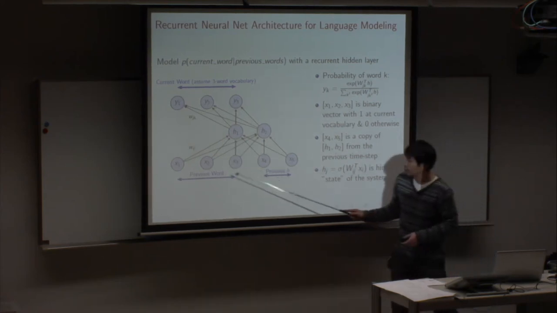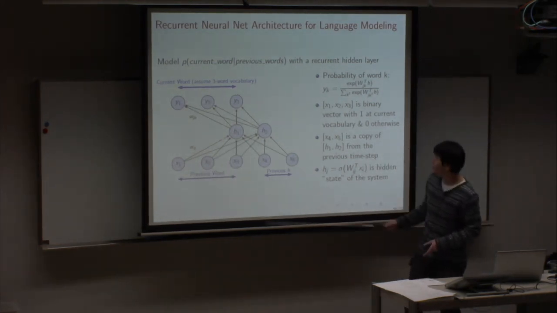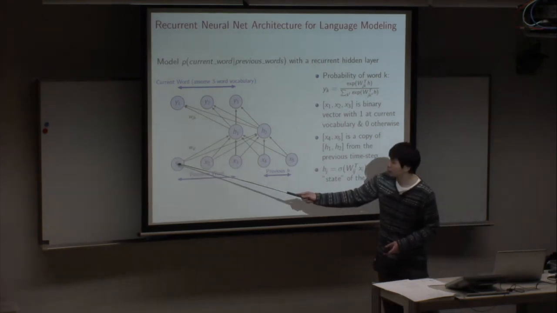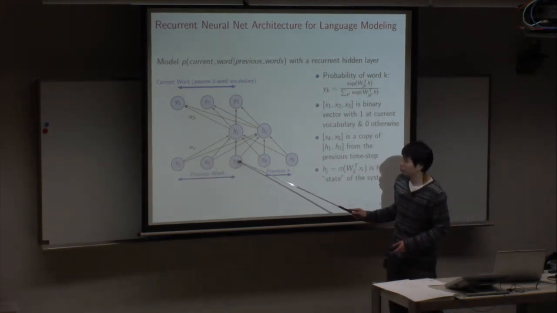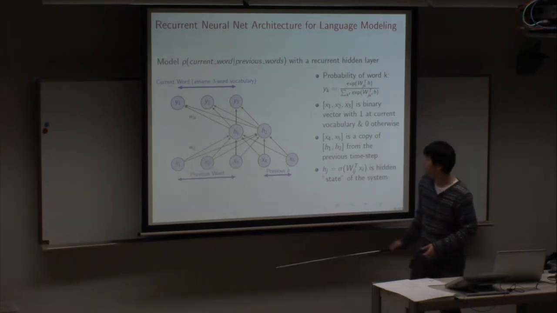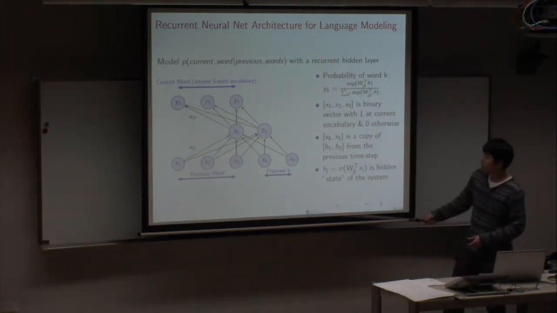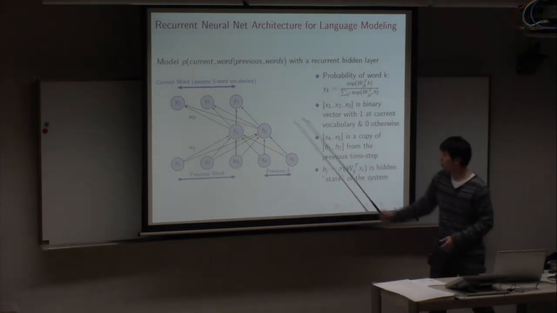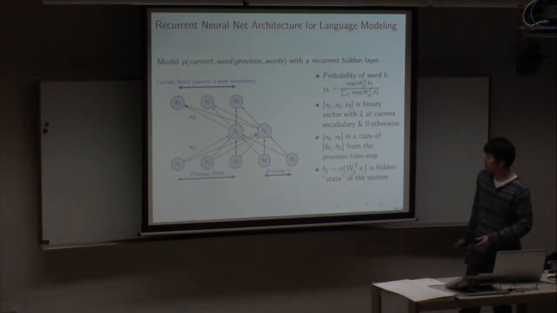Now, for this previous word, how is it encoded? Basically, you just set it to be 1 for whatever word you actually observed, and set it to be 0 for the other words. And each of these are sort of logistic functions, like usual.